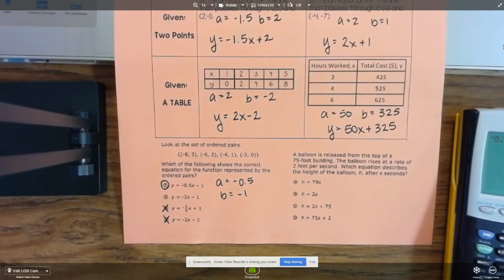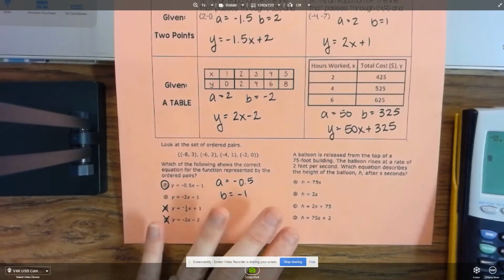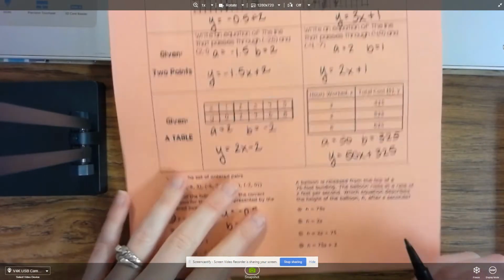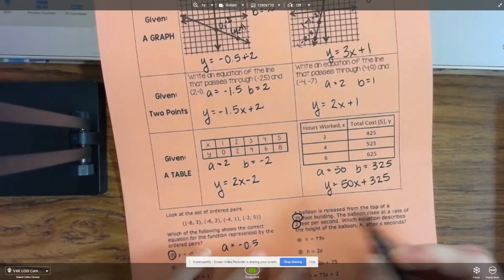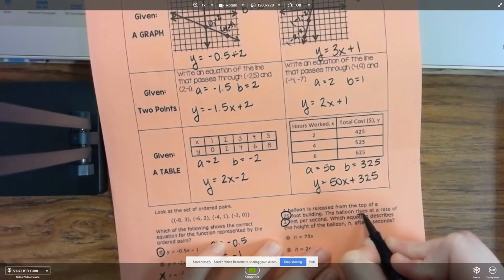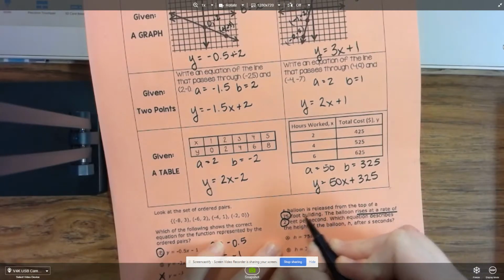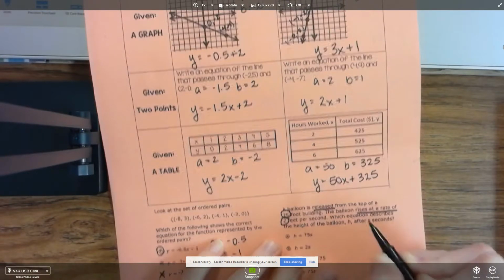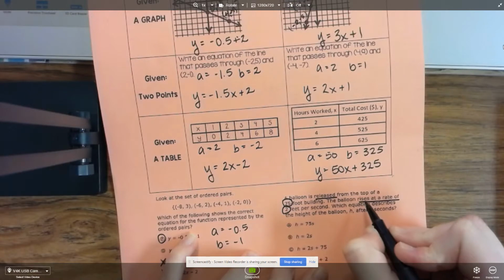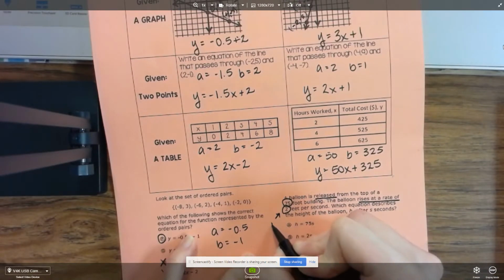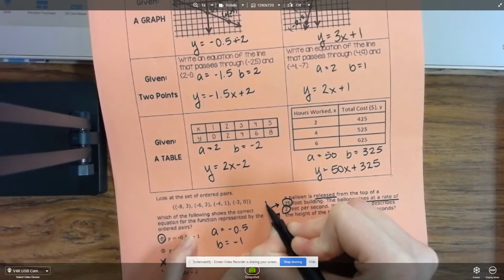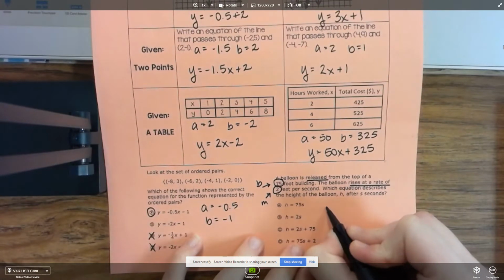All right, last one. A balloon is released from the top of a 75-foot building. The balloon rises at a rate of 2 feet per second. Which equation describes the height of the balloon, h, after s seconds? My important numbers here are 75 and 2. Two says that it rises at a rate of 2, and 75 is where it's released. If it's a rate, remember that's our slope. And 75 is our starting point. That's where the balloon starts.